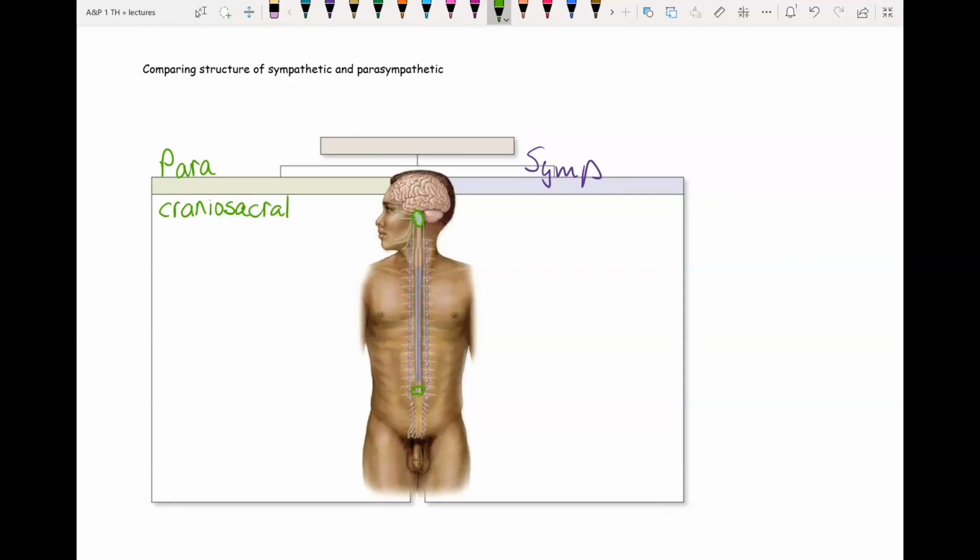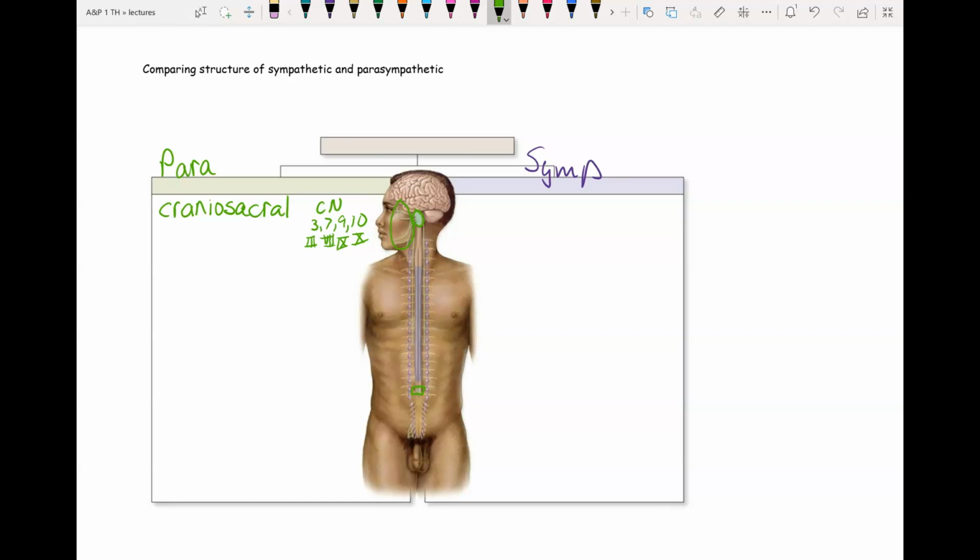And from the brainstem, you have 4 cranial nerves. So you can see here, these cranial nerves. So this is cranial nerves 3, 7, 9, and 10. We do that in the Roman numerals. There's the 4 cranial nerves that have parasympathetic function.